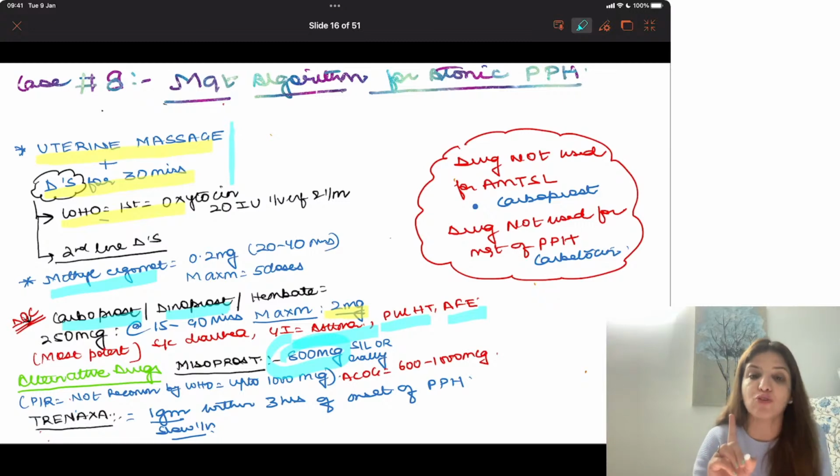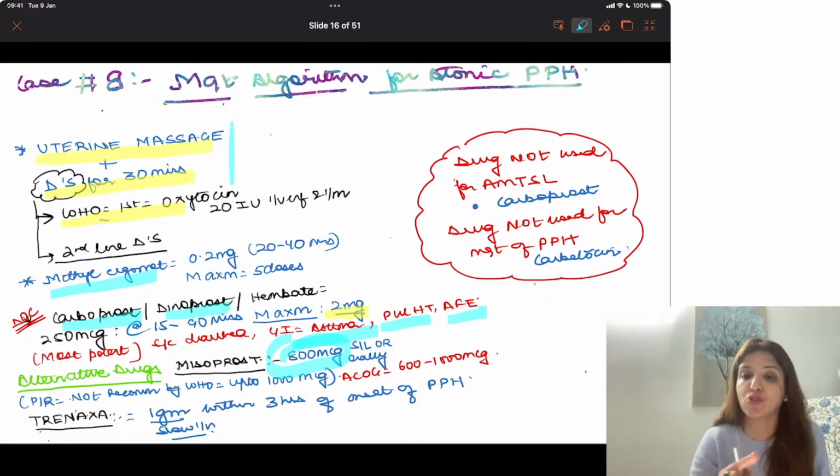Tranexamic acid 1 gram should be given within 3 hours of onset of PPH, and it should be given as a slow IV infusion. Now, suppose your question says that you have given oxytocin and methylergometrine, and they ask you the next step. And in the options, you have both carboprost and misoprostol. Please mark the answer as carboprost.